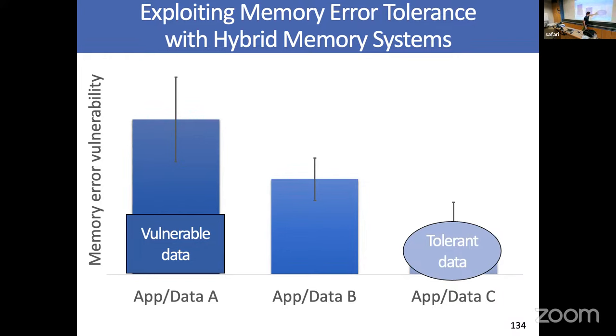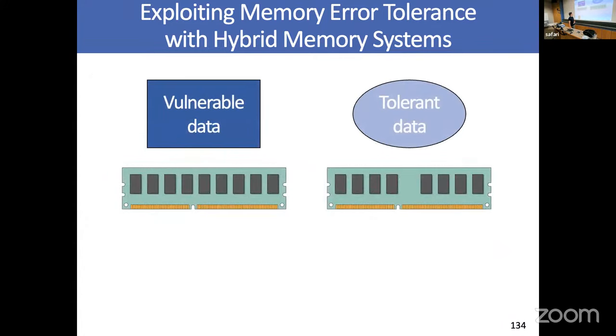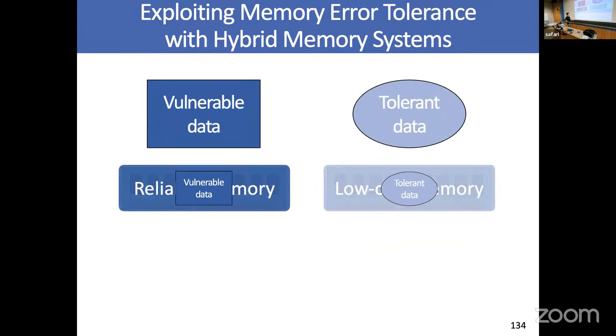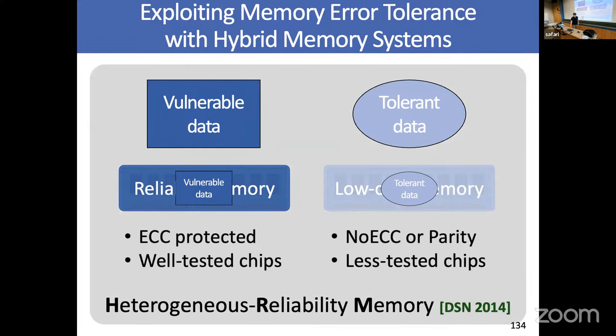And I also have applications that use more tolerant data. We were talking about robustness in deep neural networks, for example, a few slides ago, right? So there are workloads with different characteristics and data with different characteristics, even in the same workload. So I can use different types of memories for these different types of data, more reliable memory and more low-cost memory. And this is a heterogeneous memory system.